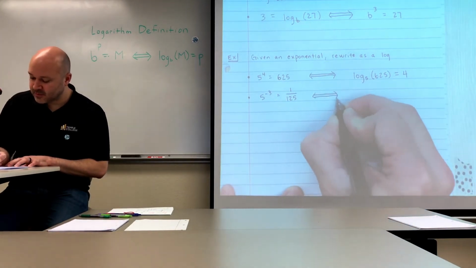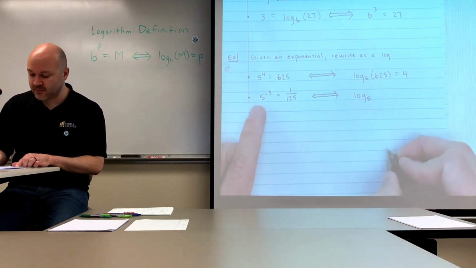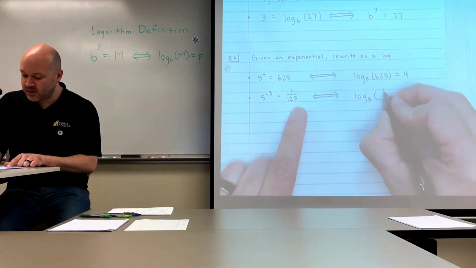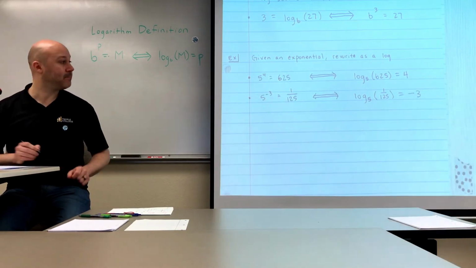Nice and simple. I introduced the logarithmic notation. The base is, again, 5. The argument here is the other side of the equation, 1 over 125, and that is equal to the power -3.